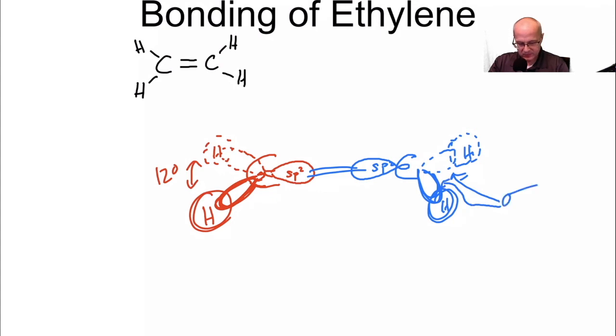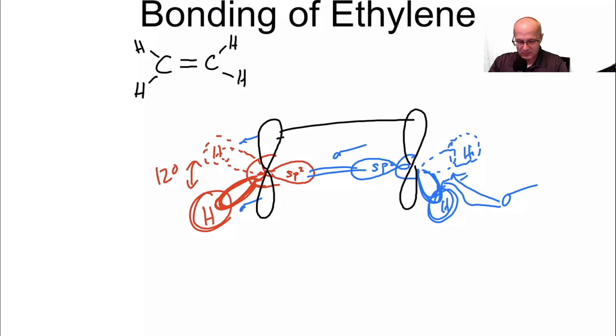Sigma, sigma, sigma, sigma. Now, we know that ethylene has a double bond, so we have to draw the double bond. We've so far seen sigma bonding. Now we're going to see pi bonding. On each atom, there's going to be an unhybridized p orbital, which I'm going to draw in black on both of them. That will overlap top and bottom. So this is 1/2 of a pi bond up here, and this is the other half of the pi bond down here.